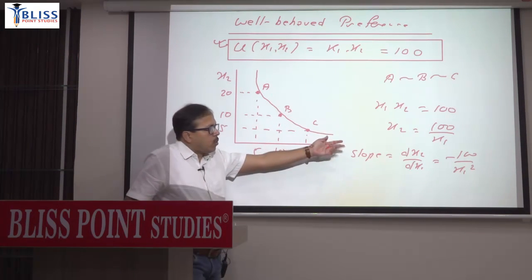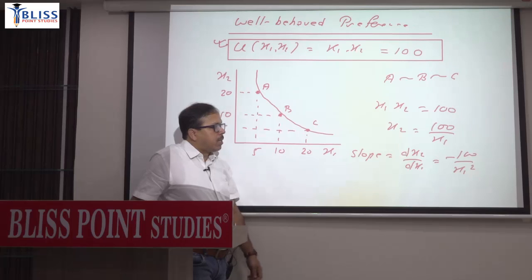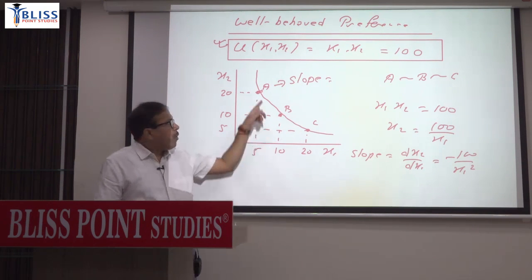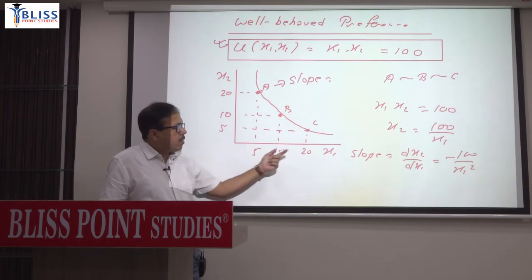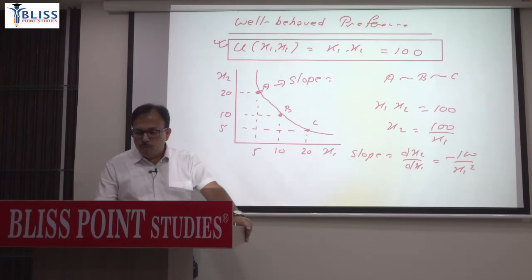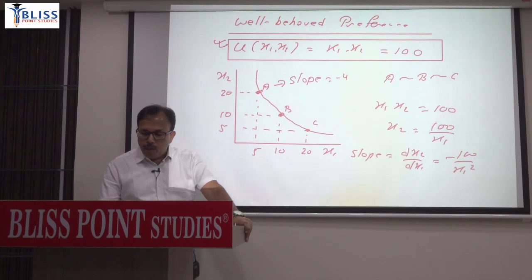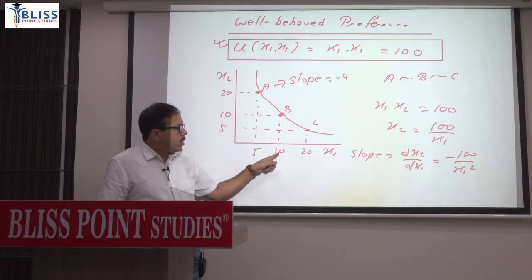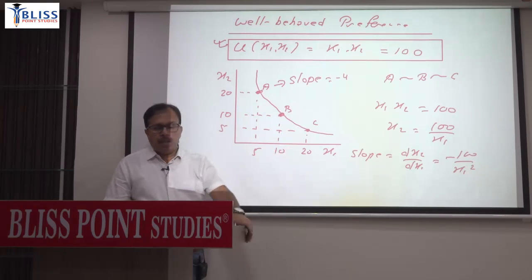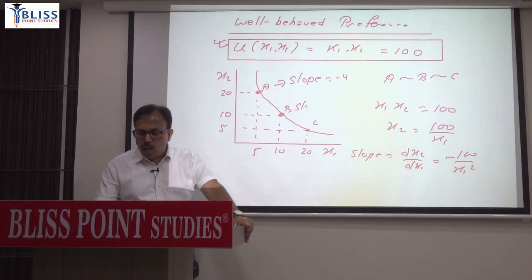If you differentiate 100 upon x1 with respect to x1, it will be minus 100 upon x1 square. So if we want to calculate the slope at point A, at point A what is the value of x1? 5. We will write 5 in place of x1. So 100 upon 5 square, that will be minus 4. At point B, what is the value of x1? 10. So we write 10 in place of x1. 10 square will become 100, so 100 upon 100. So at point B, slope will be equal to minus 1.